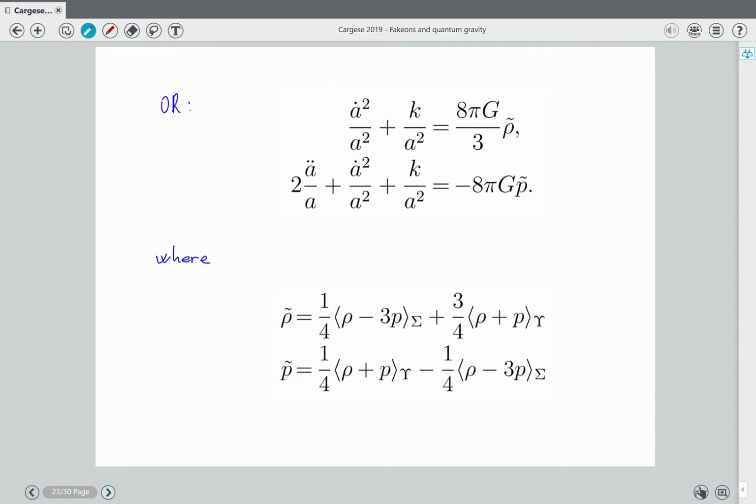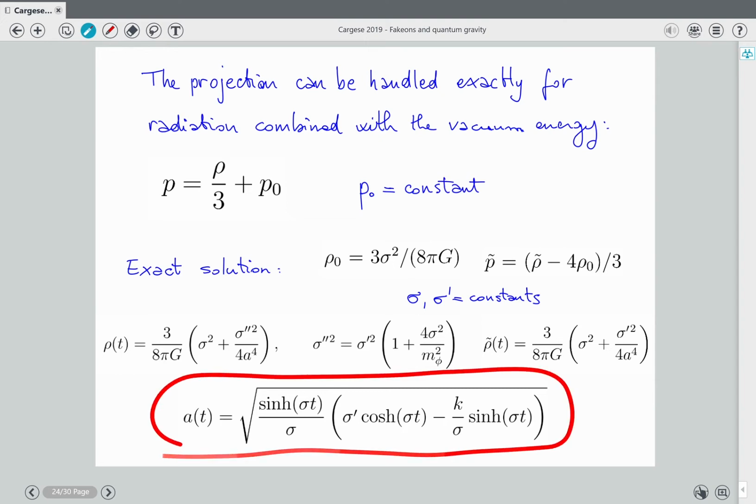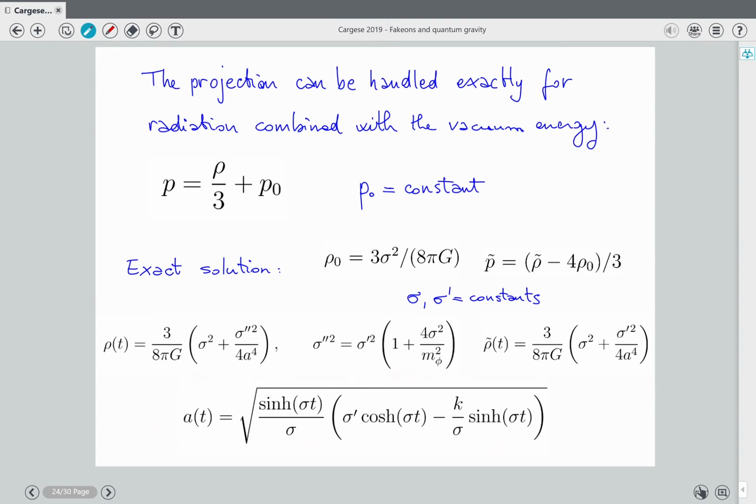Yes, thank you. I think I'm almost over. There is one case where you can solve the projected equation exactly. There are two cases, radiation and vacuum energy density, and the third is the combination of the two. The combination of radiation and vacuum energy density can be described by this equation of state, and I'll just show you the solution. If anybody is interested, you can check my papers too.